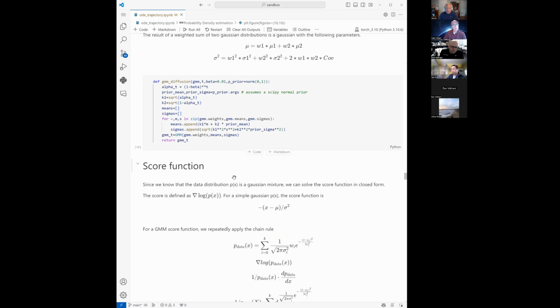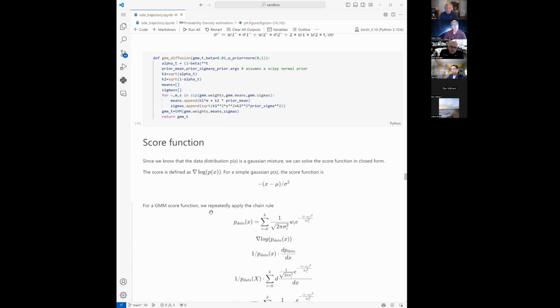Does that make sense? Any questions on that? Pretty much just code up what the equations are.